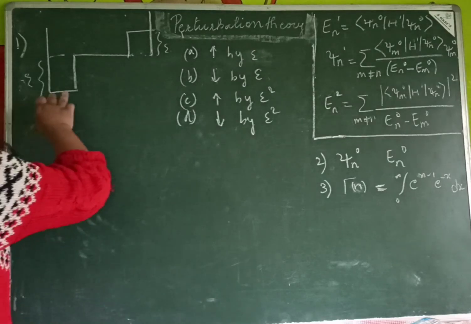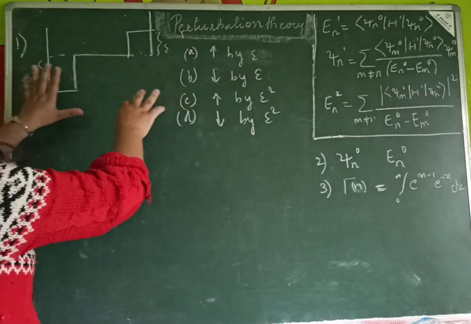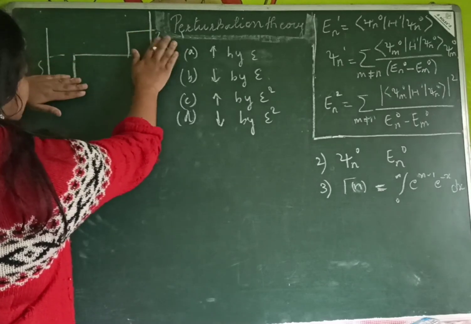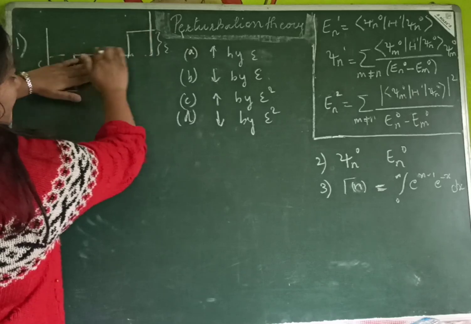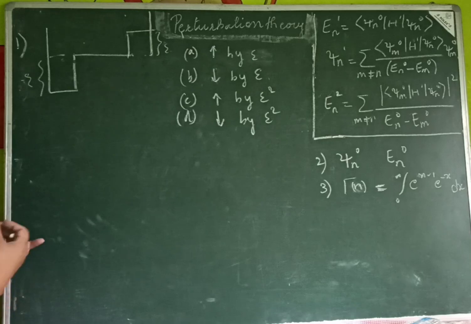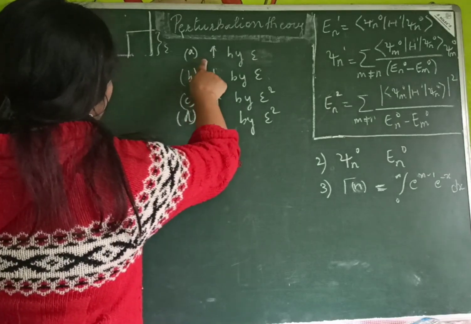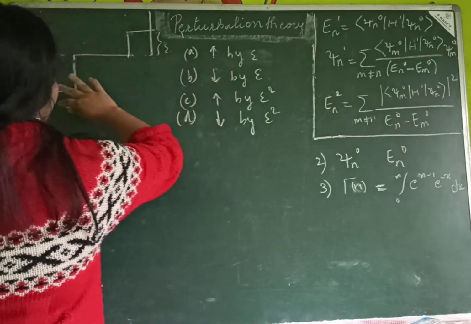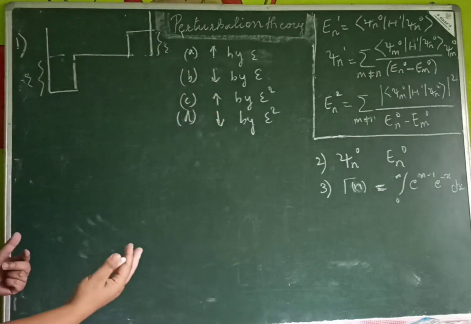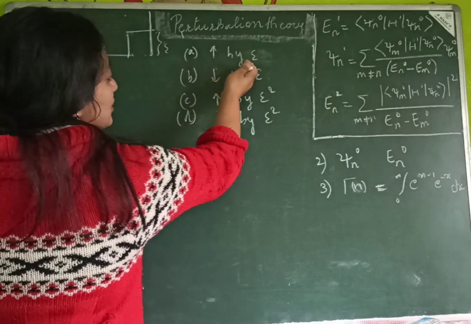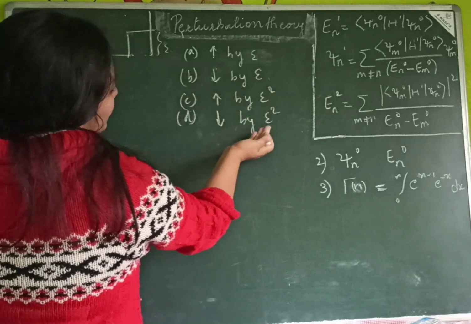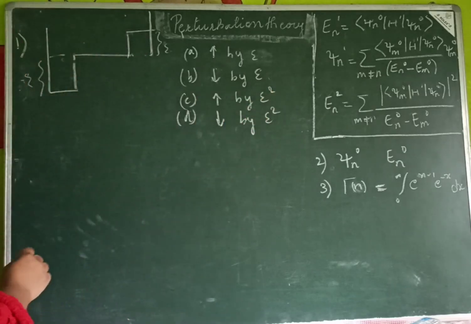The first problem says that I've been given a potential which looks like this. This actually is an infinite square well potential if I do not have these epsilon terms here. So the question asks what will happen to the ground state energy after the perturbation is added: whether it is going to increase by epsilon, decrease by epsilon, increase by epsilon square, or decrease by epsilon square, right?